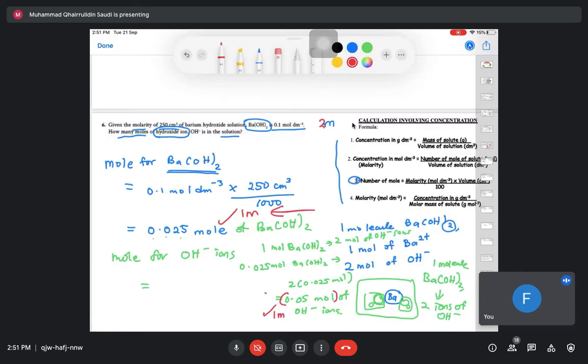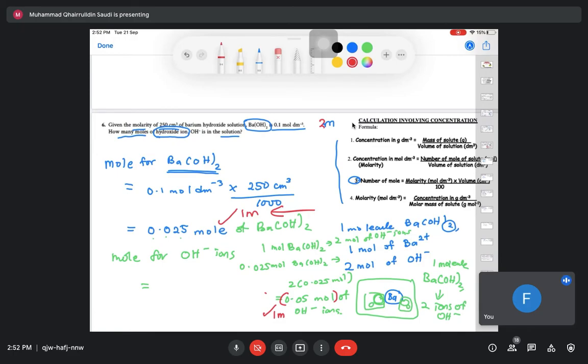Boleh faham question ni? Boleh. Ada soalan lagi tak? Yes, ikut bilangan ion sebab dalam satu molekul of barium hydroxide ada 2 ion hydroxide. Jadi kalau ada, okay, contoh macam ni lah. Kalau satu molekul barium hydroxide ada 2 ion hydroxide.